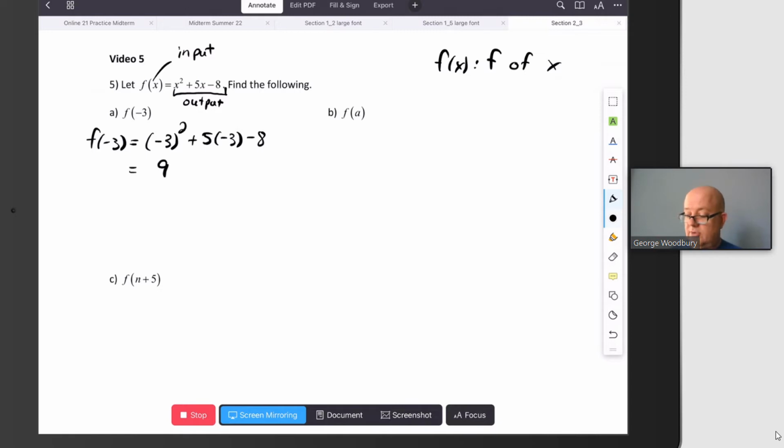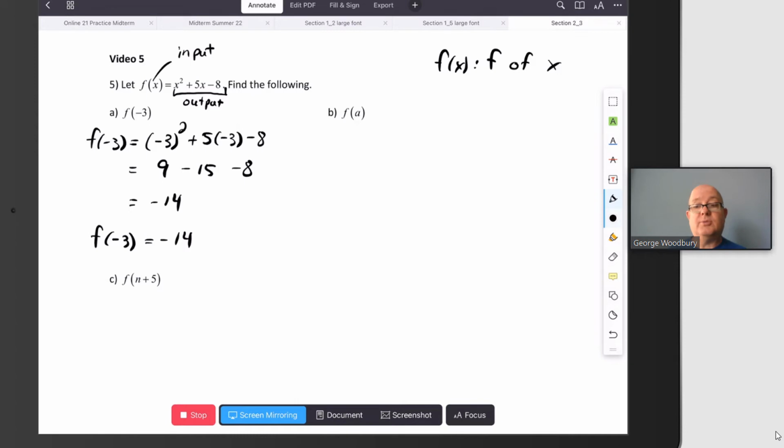-3 squared is positive 9. 5 times -3, that's -15. And then the minus 8 is still there. So now I just have to do 9 minus 15 minus 8, and that equals -14. So f of -3 equals -14. When we have an input of -3, we get an output of -14.